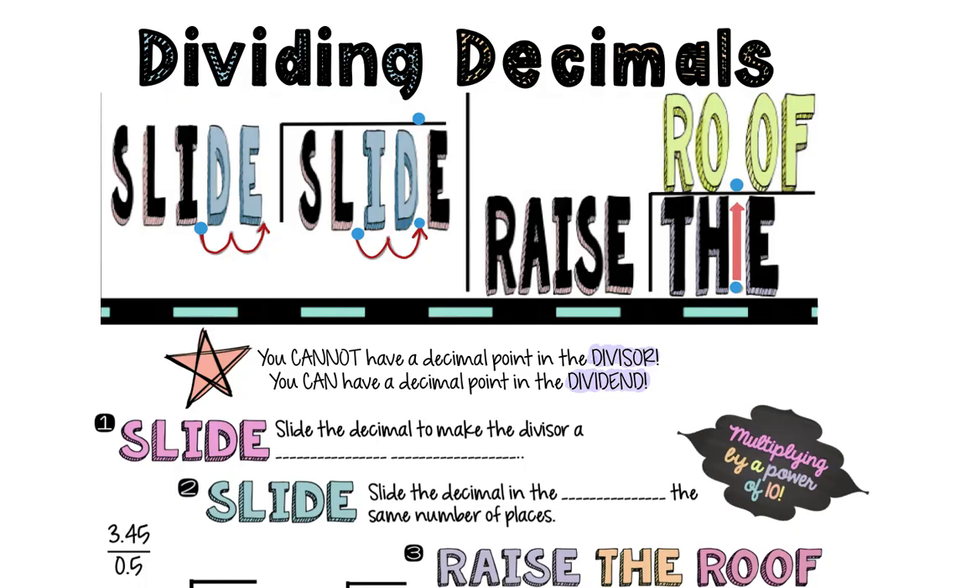The thing being divided, that's inside the division house, is the dividend. And the outside part is the divisor. That's what we're dividing by. What is the answer to a division problem called? That is called the quotient.